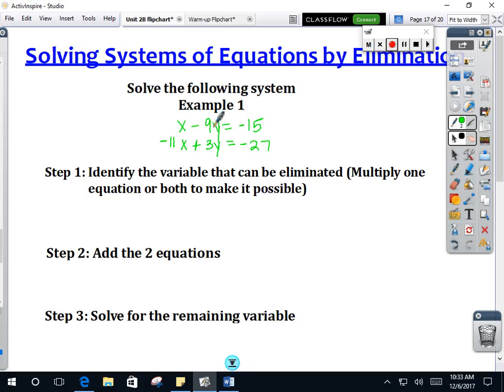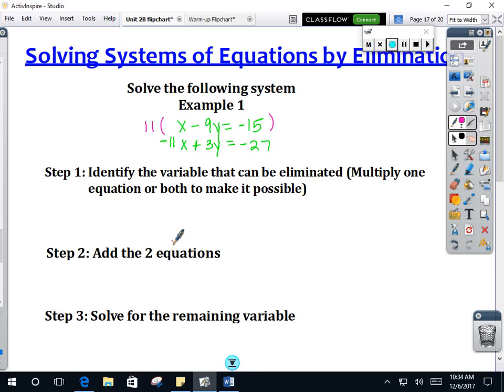Those are not going to cancel out when you add them. Say that you were a magician and you could make any number appear that you wanted to. What would be nice? Okay, how could a 2 help us? An 11. It would be nice if an 11 were sitting right here, correct? Well, you can make that happen by multiplying the entire top equation by an 11.